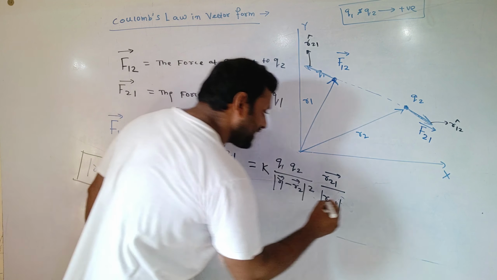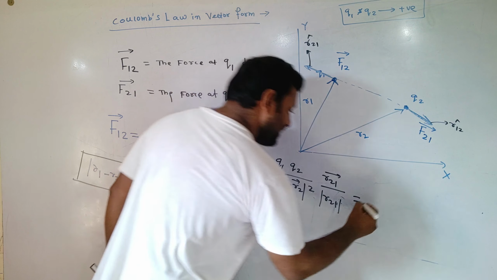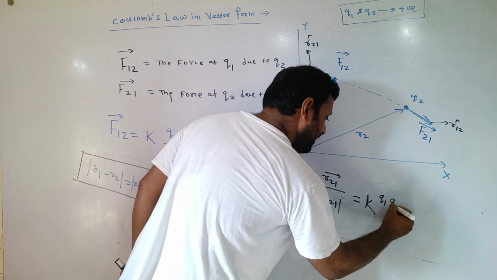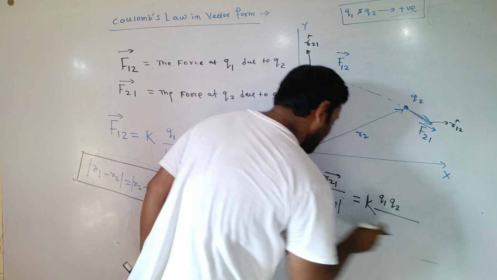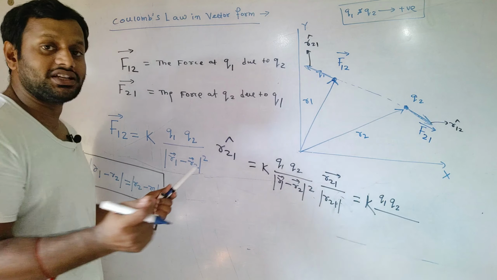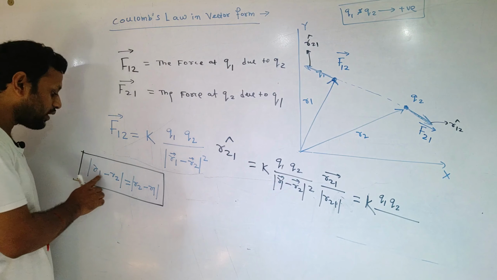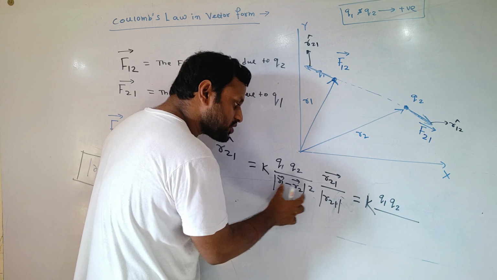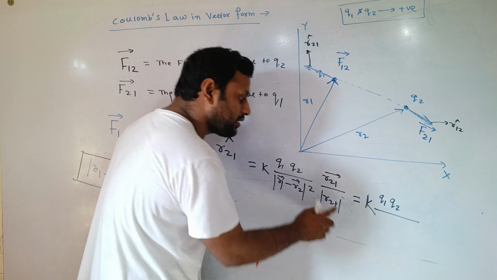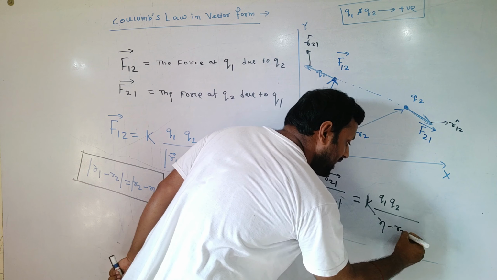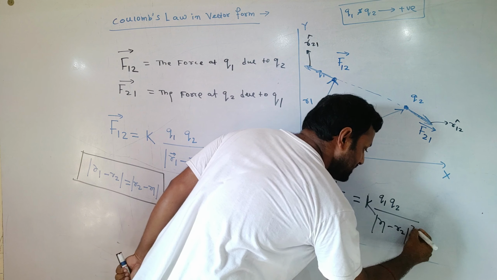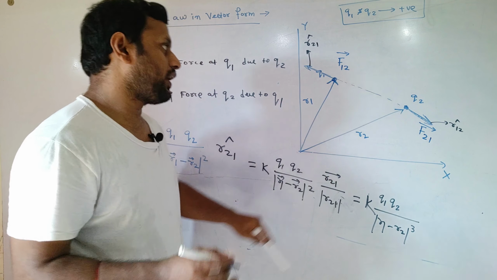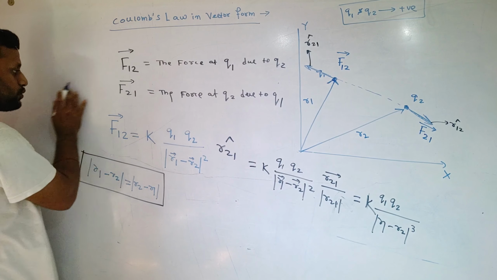So the same thing I can write as k q1 q2 divided by the distance between charge one and charge two, which is mod r1 minus r2 or mod r2 minus r1. Already we have mod r1 minus r2 squared, so with r21 in the numerator it becomes mod r1 minus r2 cubed.